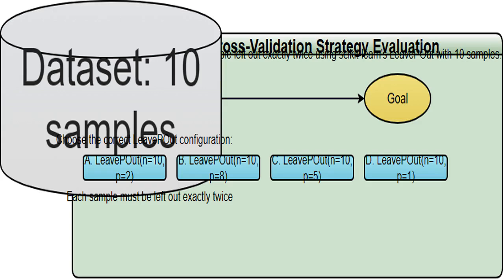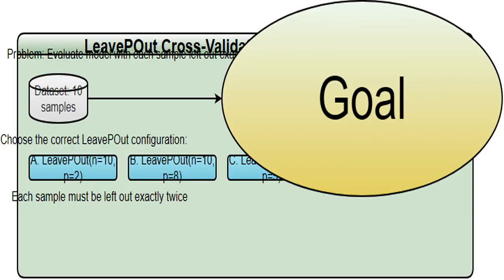This specifies the size of the dataset. Having 10 samples is important information because it limits the possible configurations of LeavePOut and helps to understand how the combinations work. This clarifies the objective, to determine which LeavePOut configuration ensures each of the 10 samples is excluded from the training data exactly 2 times during the cross-validation process.